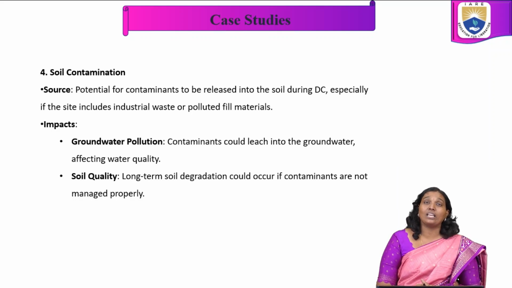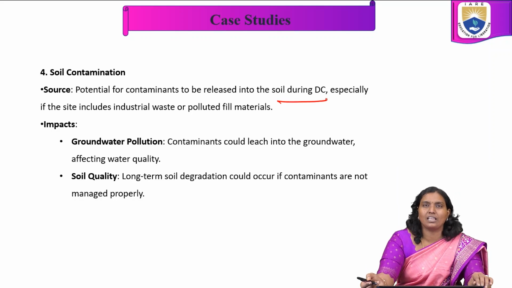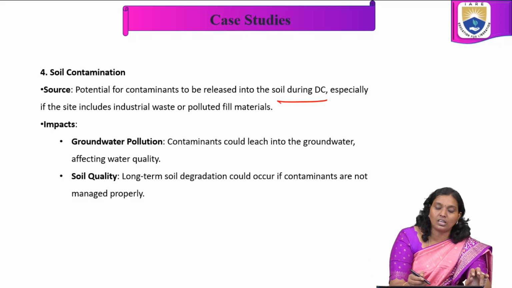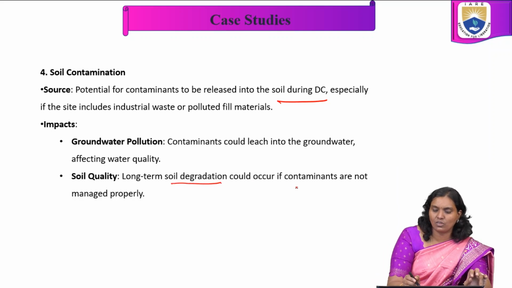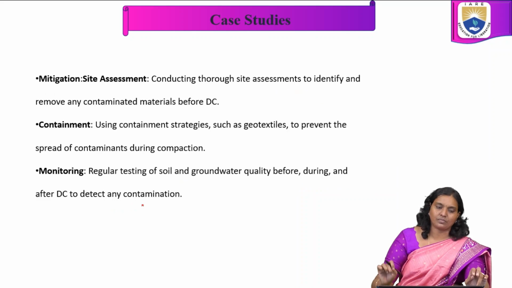And also soil contamination, because of the potential for contaminants to be released during dynamic compaction, especially if the site includes industrial waste or polluted fill materials. This impacts groundwater pollution and soil quality. Contaminants could leach into the groundwater, affecting water quality. And also soil quality: long-term soil degradation could occur if contaminants are not managed properly.